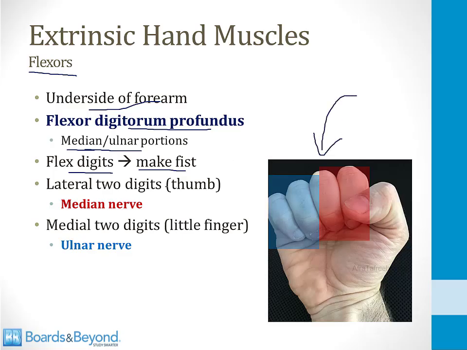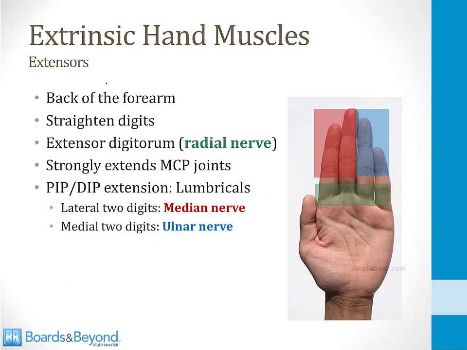The lateral two fingers or digits, the ones near the thumb, are controlled by the median nerve. The medial two digits near the little finger are controlled by the ulnar nerve. The extrinsic hand muscles that are extensors of the digits are found at the back of the forearm. The role of these muscles is to straighten the digits. One of the most important is the extensor digitorum. This muscle is innervated by the radial nerve, and it strongly extends the MCP joints.